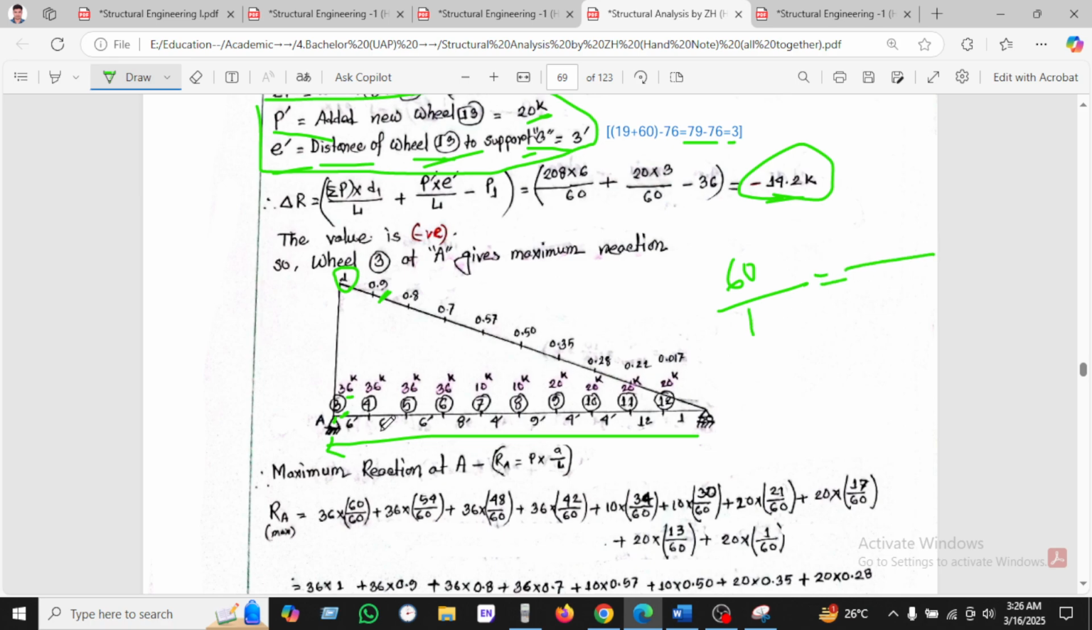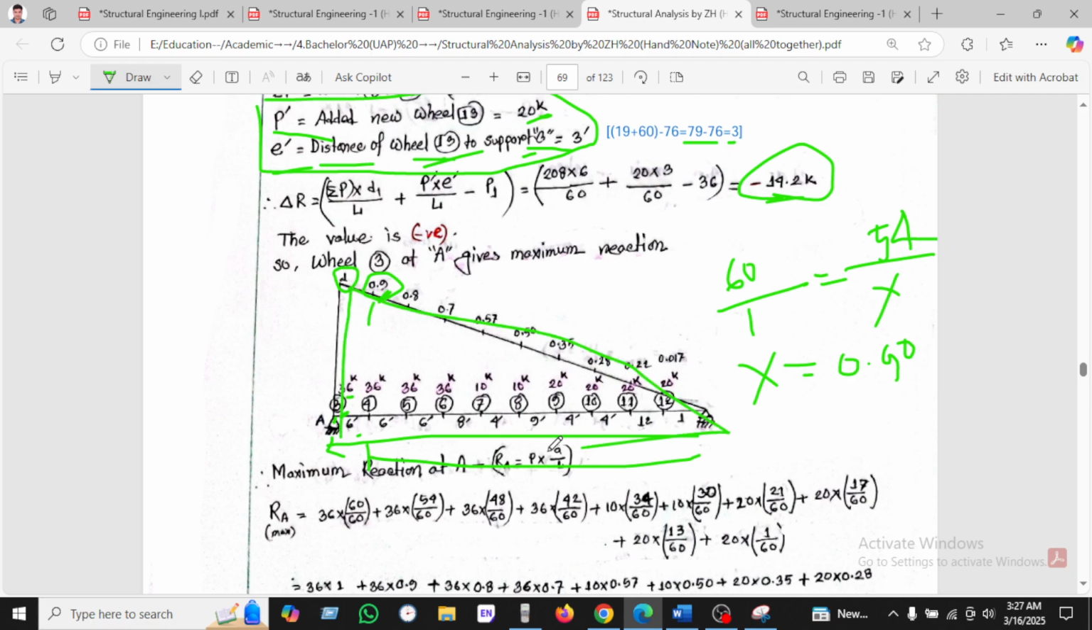Then how much? This is 60 from this point up to wheel 4. How much length? It is 60 minus 6, which will be 54. Then what will be the value for 54? If we calculate here, we will find 0.9. In this way we can calculate all the values from similar triangles.